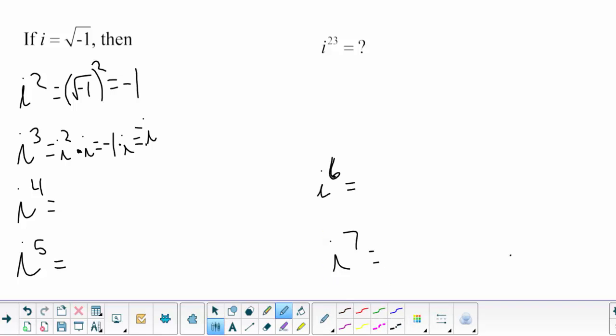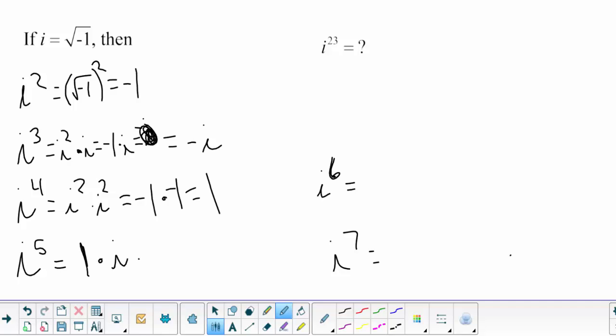So let me rewrite this a little bit nicer looking. -1 times i is -i. So i to the 4th. When I think of i to the 4th, I think it's i squared times i squared. We already found i squared to be -1, so we're just going to replace those with -1 times -1. So that equals 1. All right, so let's do i to the 5th. i to the 5th would be i to the 4th, which is a 1, times i. Well, that's just i.